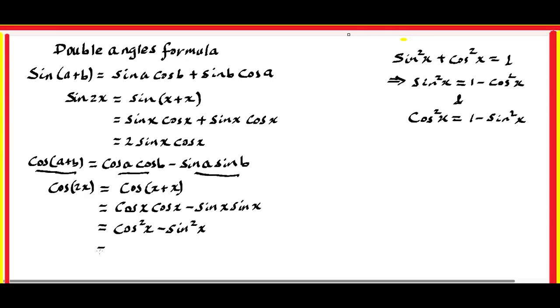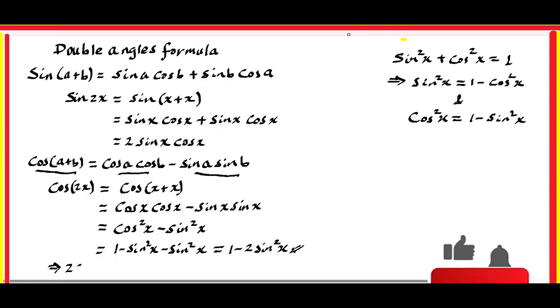Cos square x minus sine square x. This can be written as, first let's use cos square x. What's cos square x? 1 minus sine square x. So 1 minus sine square x minus, we have here already sine square x. When we simplify this one, it becomes 1 minus 2 times sine square x. So cos 2x is 1 minus 2 sine square x. Now from this, an important trigonometric identity can also be derived.